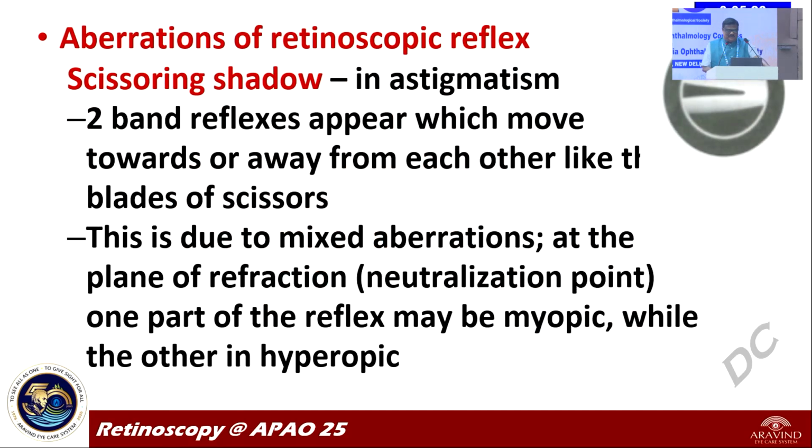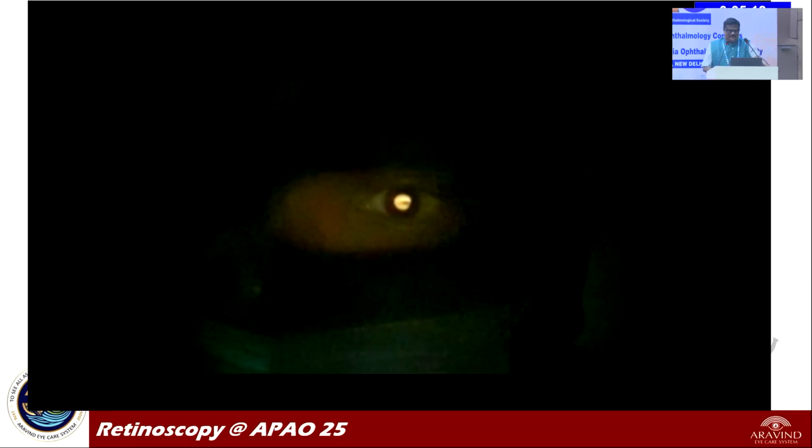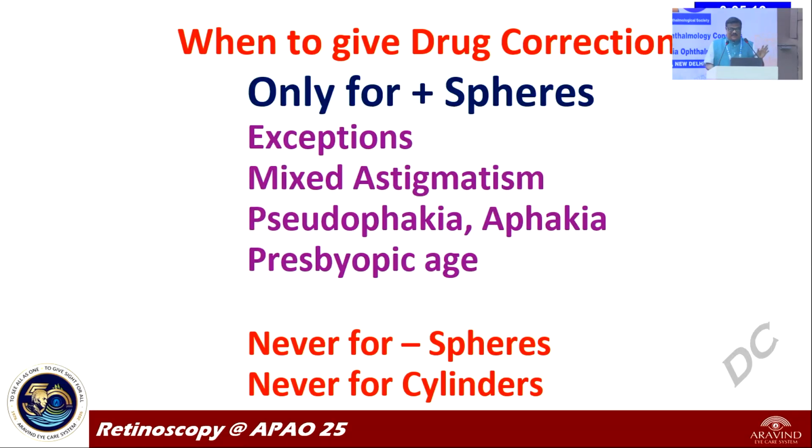Of all the difficulties, the most important is the scissors reflex, where you can see the scissoring. Can you see? One is moving with, the other is moving against, like a scissor. This is the scissoring reflex of a keratoconus.